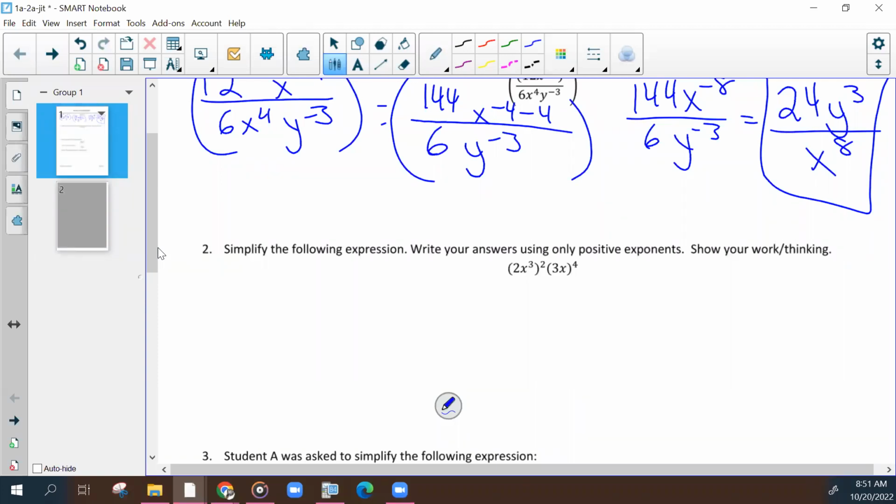For number 2, we need to simplify this. We have exponents on the outside.